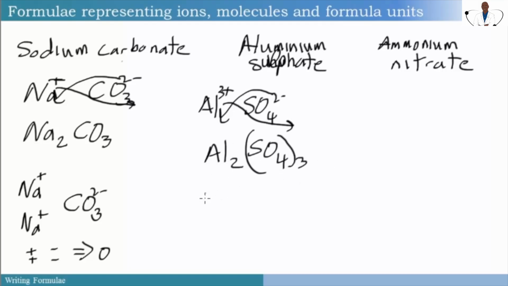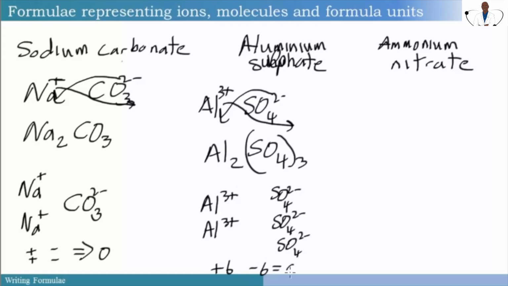We can now check to see if it is electrically neutral. So I have aluminum there, 1, and another aluminum ion. And I have 3 sulfate 2- ions. Now here is plus 6 combining with negative 6, which equals 0. So this compound is correct and it is electrically neutral.